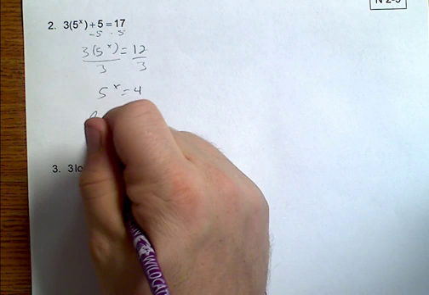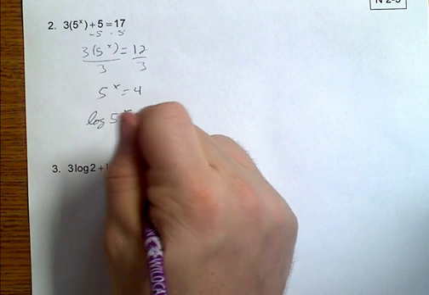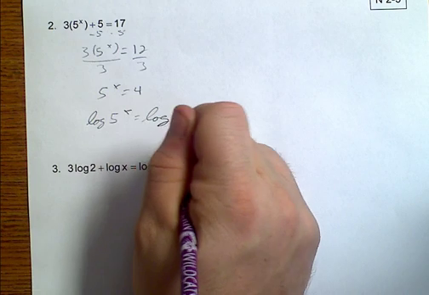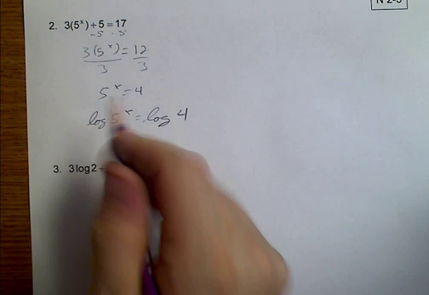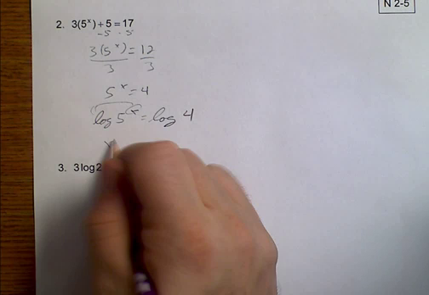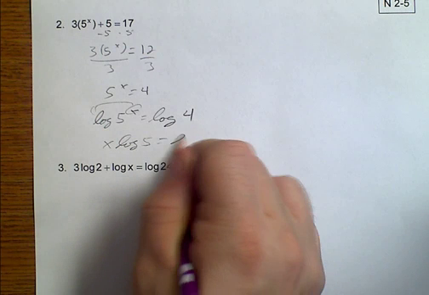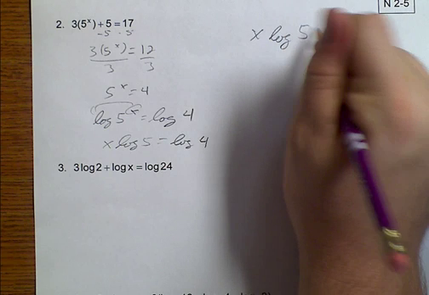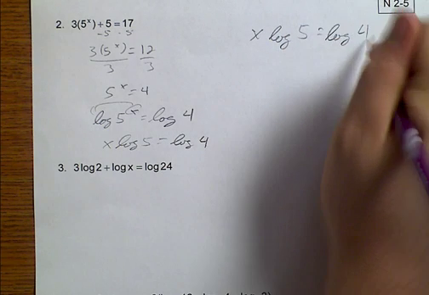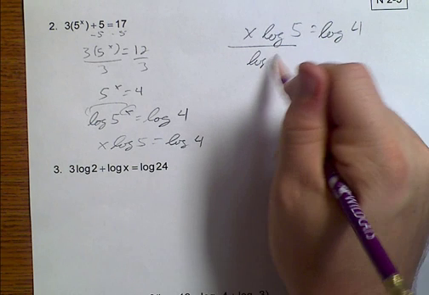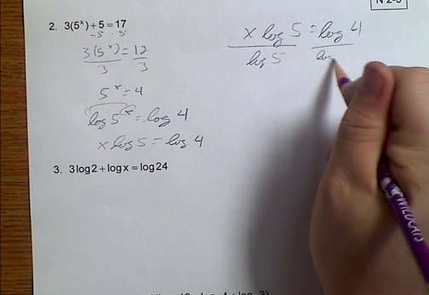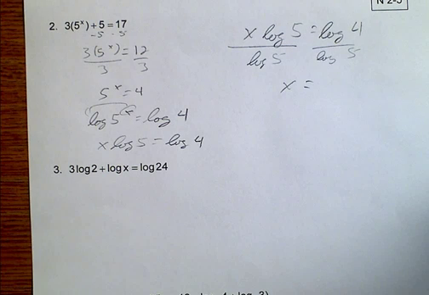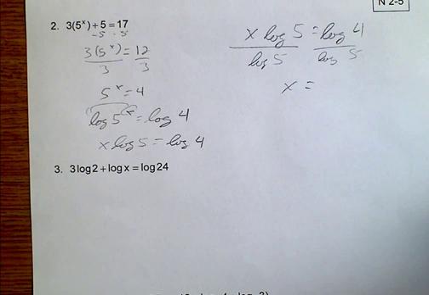So we have the log of 5 to the x equals the log of 4. Move the x over. X log 5 equals log 4. Divide both sides by log 5. So log 4 divided by log 5 equals 0.861.